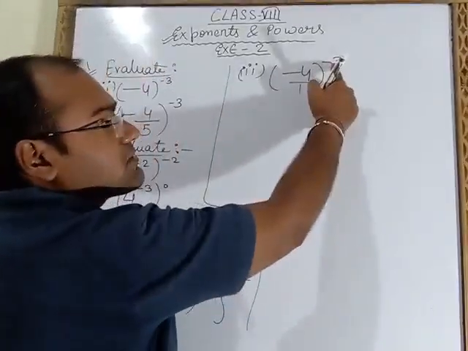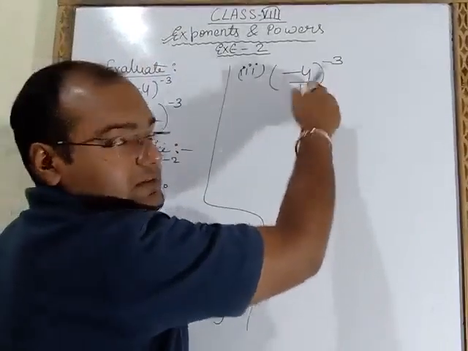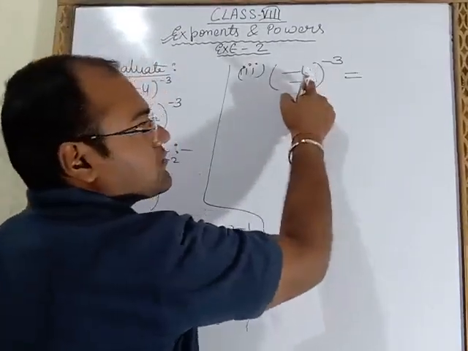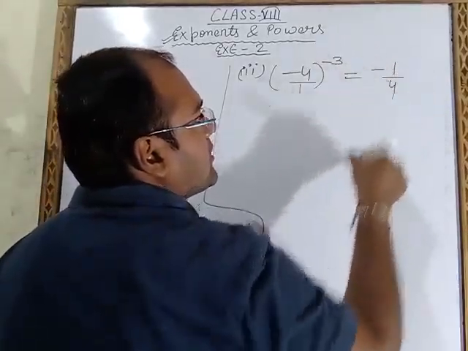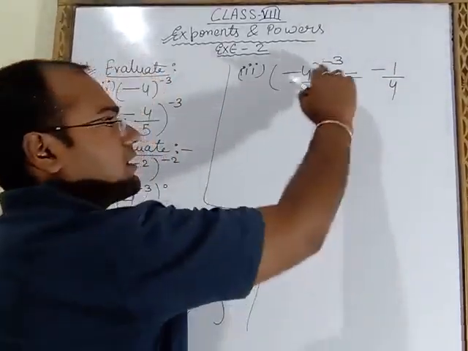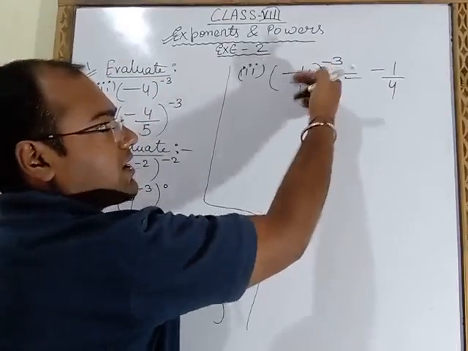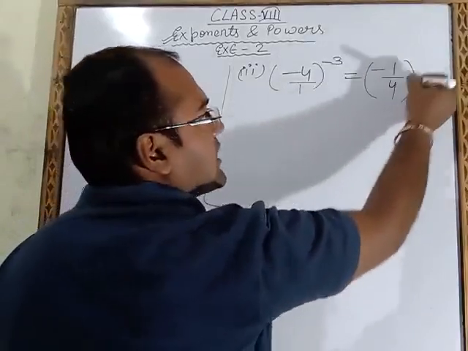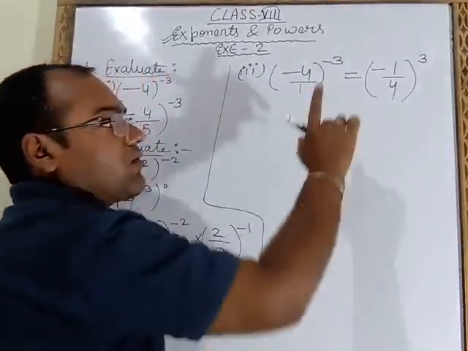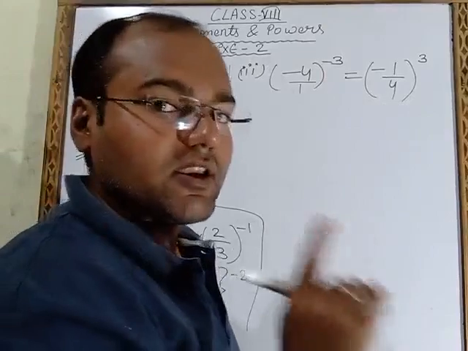Now in order to make this power positive, you have to take the reciprocal. What you have to do? Minus 4 upon 1 is written, what you will write it? You will write minus 1 upon 4. In order to make this power positive, we have to do the reciprocal. 4 upon 1 is written, we will take 1 upon 4. Outside power will become positive now. Now we will not put minus 3, we will write 3 only.